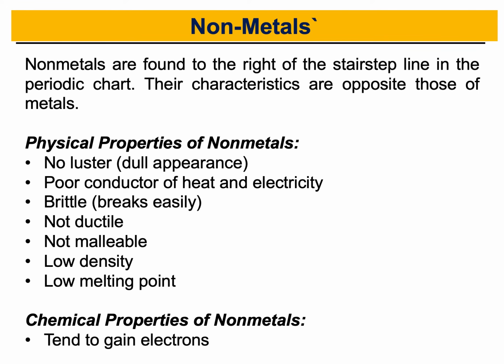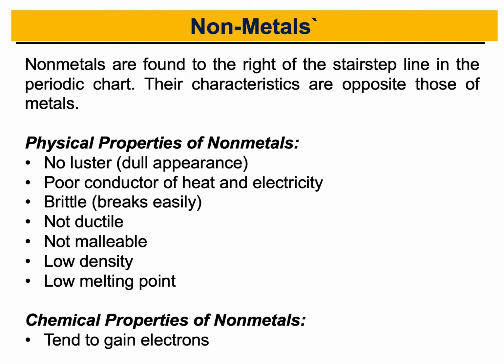Also, they tend to gain electrons and they don't corrode. So it's opposite to metals. That's why they can interact with metals and create different elements, or elements that are made of metals and non-metallic elements.